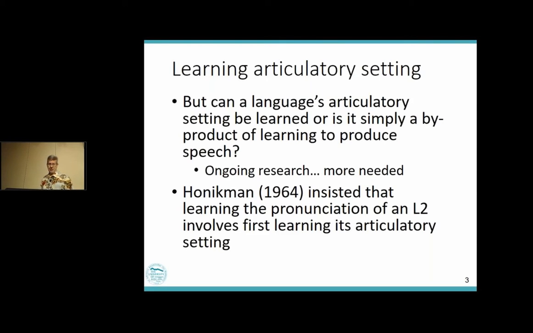Honigman insisted that learning the pronunciation of a second language involves first learning its articulatory setting. When I say properly, you wouldn't be able to pronounce it as a native speaker would unless you first learn its articulatory setting. We and other labs have had success teaching articulation with the aid of ultrasound, but of course it's difficult to teach tongue articulation without that. It seems to take a long time for people to know where their tongue is in their mouth and what it's touching, and to be aware of that if they are naive.